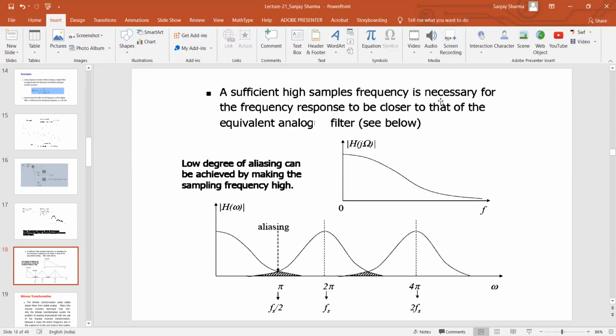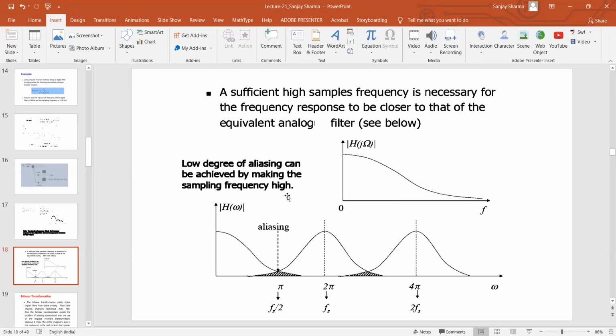A sufficiently high sampling frequency is necessary for the frequency response to be close to that of the equivalent analog filter. A low degree of aliasing can be achieved by making the sampling frequency high. So it ultimately comes down to the selection of the sampling frequency. Once the sampling frequency is selected high, the aliasing problem will be reduced. But inherently, the impulse invariant method suffers from the problem of aliasing. Now, how to avoid the aliasing problem in the design of IIR filters using the impulse invariant method?